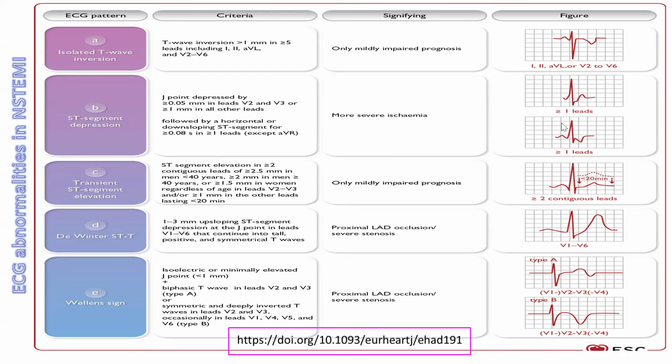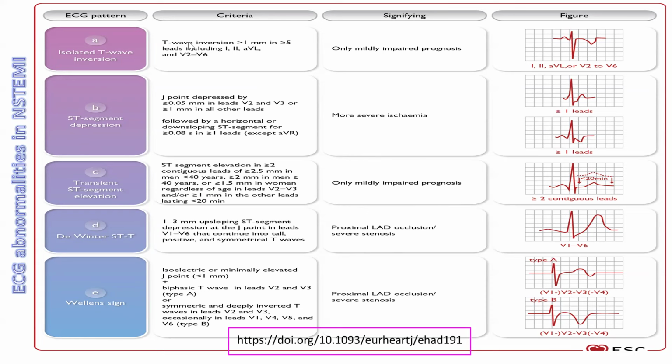This is to show how ST segment depression can be suggestive of myocardial ischemia in a non-ST segment elevation myocardial infarction. The transient ST segment elevation, that is not fulfilling the criteria of ST segment elevation myocardial infarction, is also considered one of the findings of non-ST segment elevation. It has only mildly impaired prognosis.